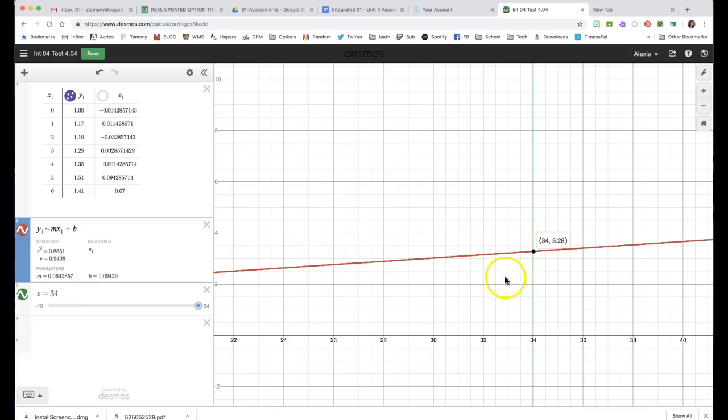Okay, so the big takeaway for this is we really have to know how to come up with that least squares regression line.